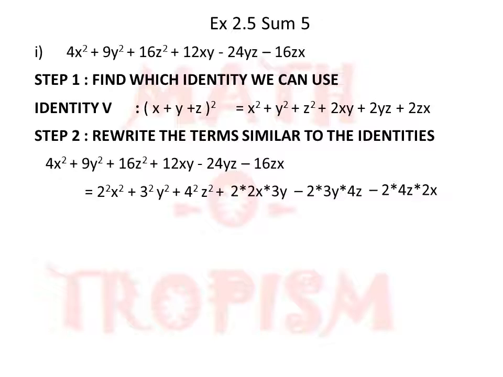Let me just confirm whether this is the correct splitting. If I take the first splitting of 2x and 3y, 2 into 2 is 4, 4 times 3 is 12, so 12xy is correct. Next 2 into 3 is 6, 6 into 4 is 24, so 24yz is also correct, and 2 into 4 into 2 comes to 16. So the way we have split is correct.